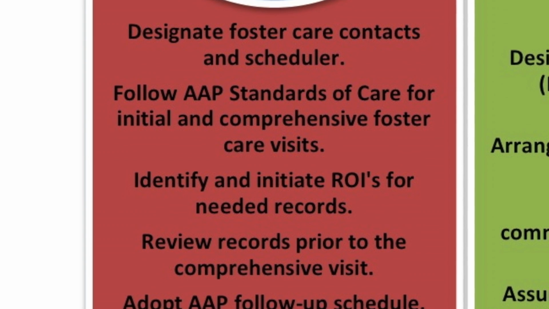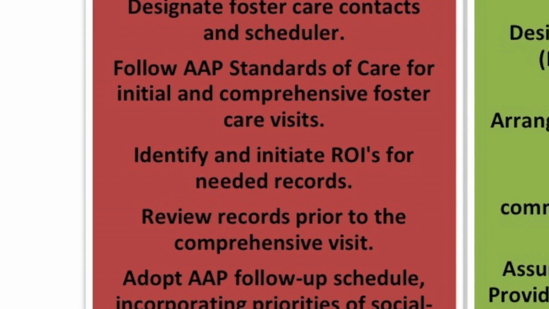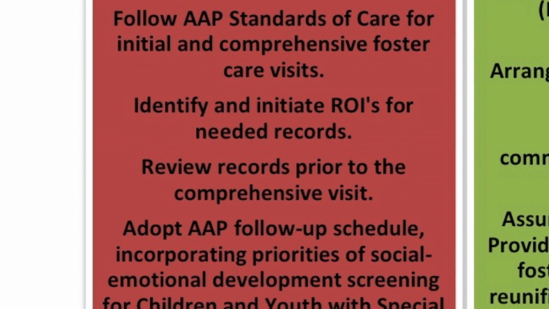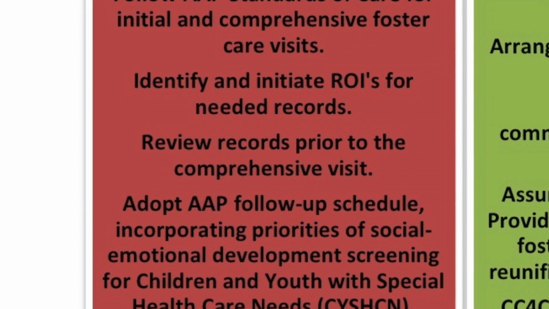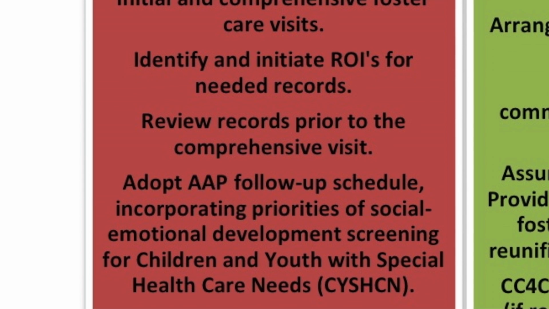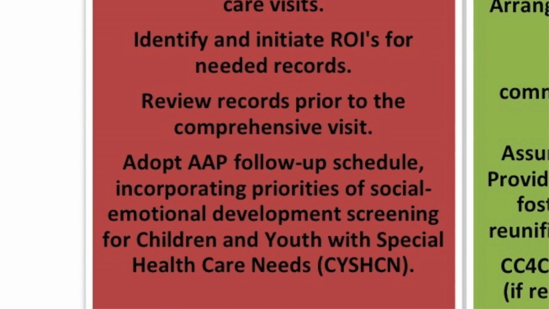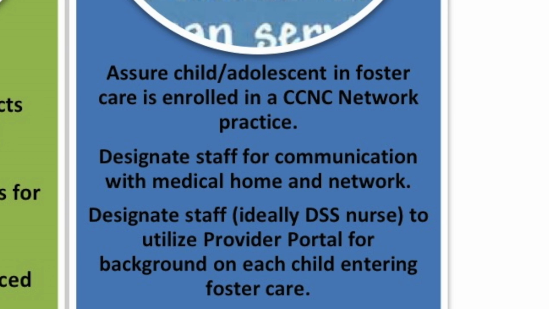The critical elements really revolve around identifying the appropriate person in the practice to be the point of contact. The practice is so busy doing everything that it does every day to provide well child care, to provide sick care for its children, that when it comes to the foster care kids and the special needs that they have, having a point of contact that's really designated, that understands the needs of those children, the criticality with which they need to get into the practice to be seen, becomes really important.